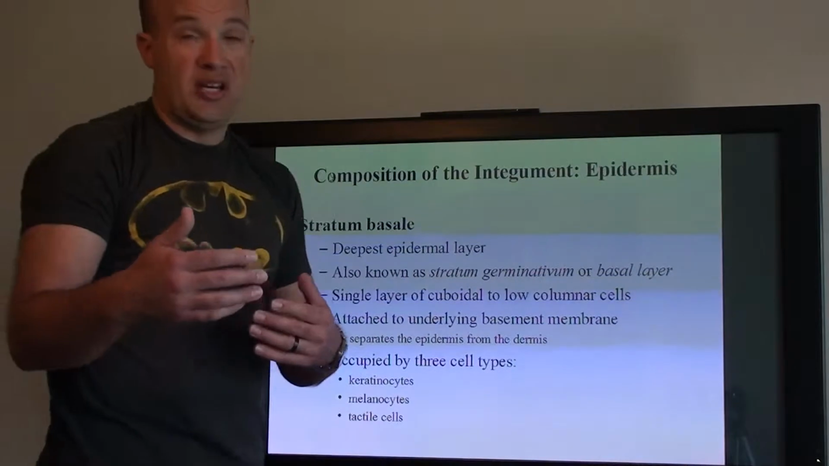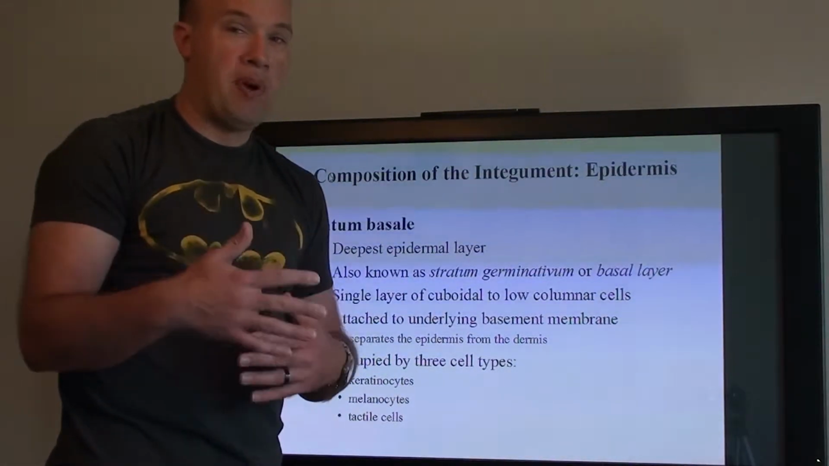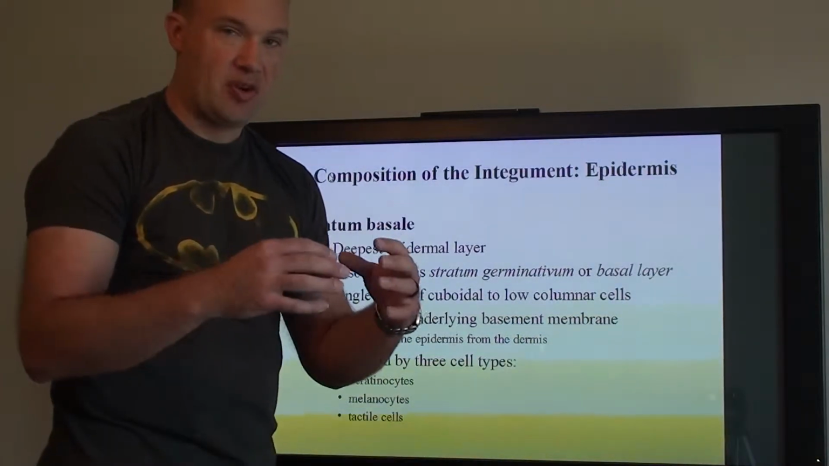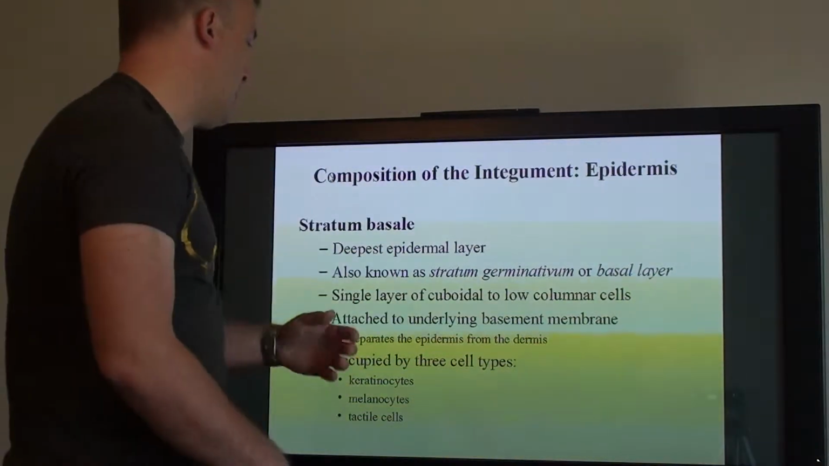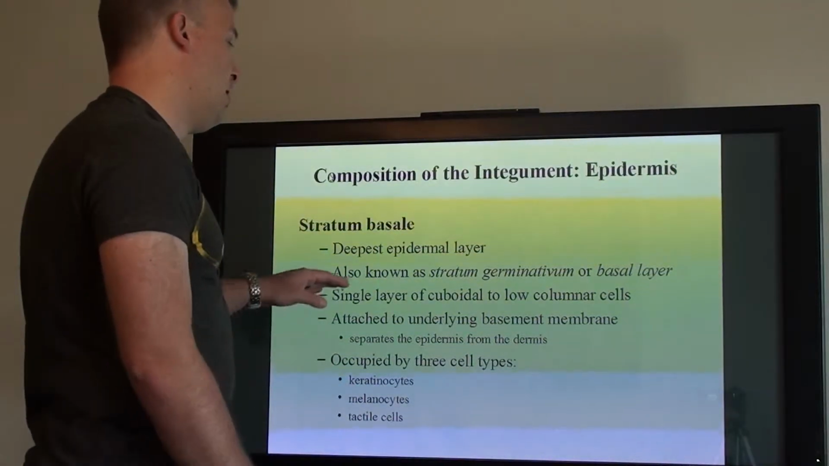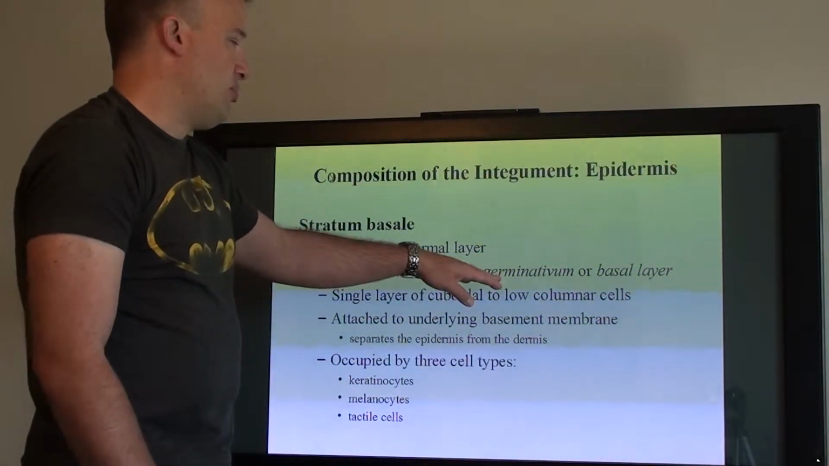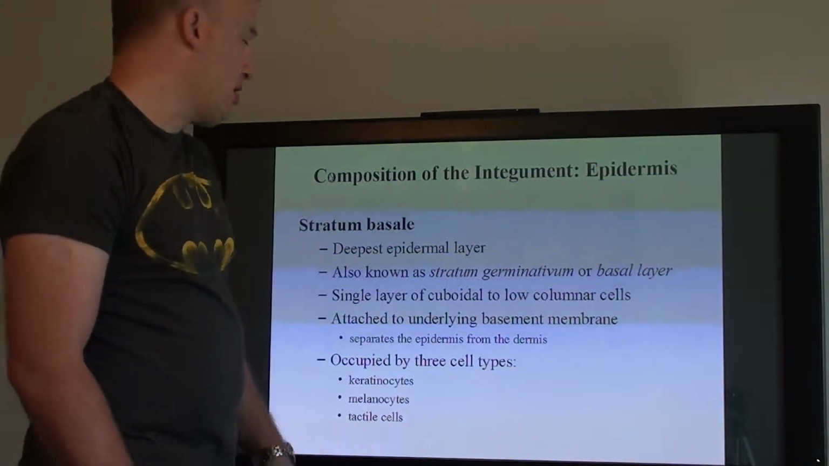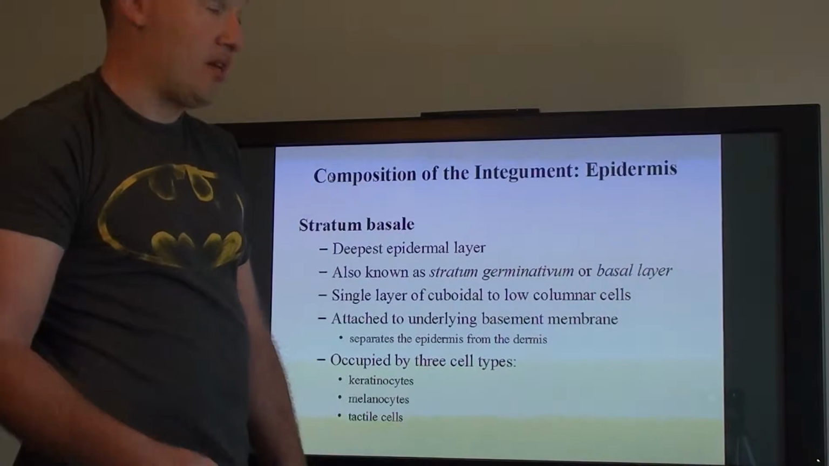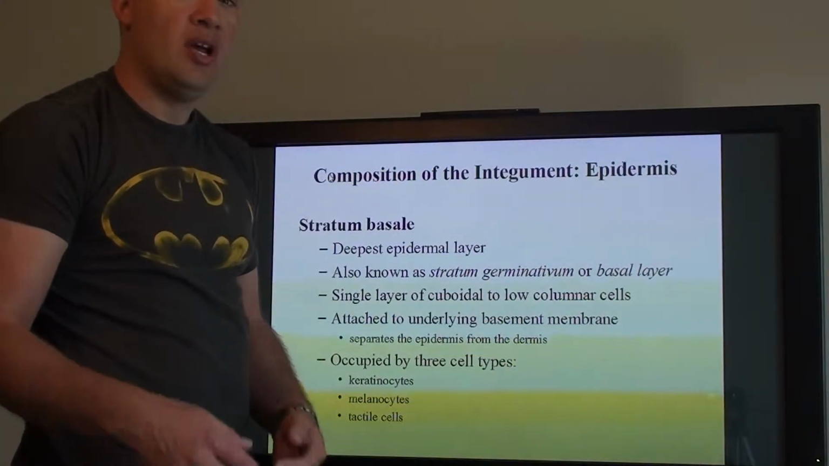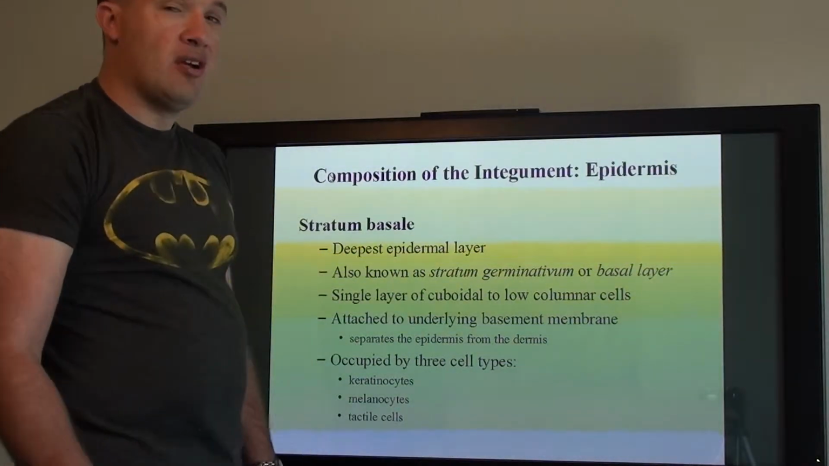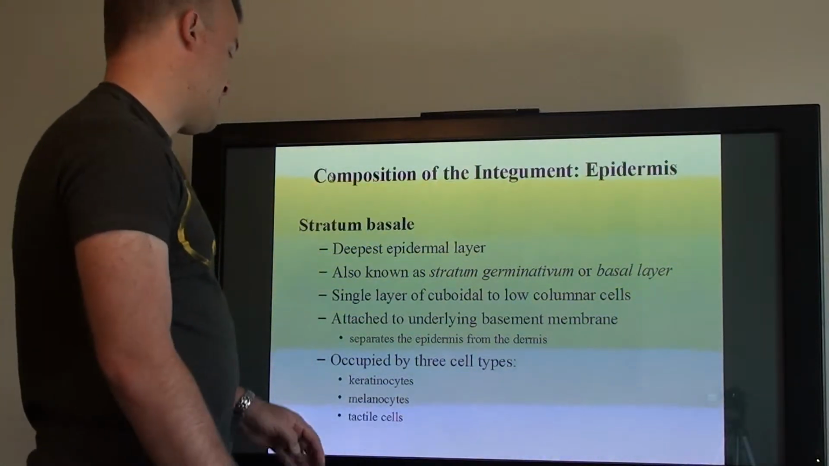Alright, so descriptive-wise, let's talk about the base and the deepest layers first, because we're going to see where the cells start at the base and they migrate their way up. So here's the stratum basale, the deepest layer in the epidermis, also known as stratum germinativum, or the basal layer. It's a single layer of cuboidal to low columnar cells. Remember that the top layers were stratified squamous cells. Here, we've got a single layer of cuboidal to low columnar cells.